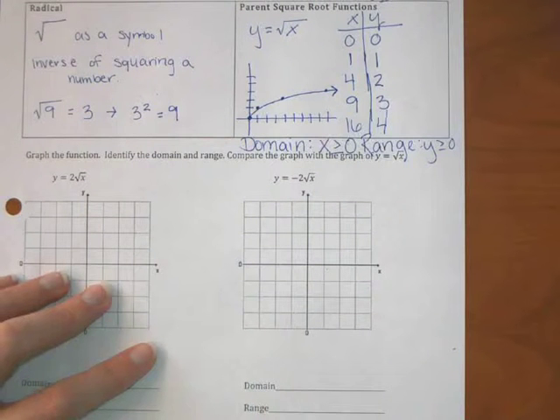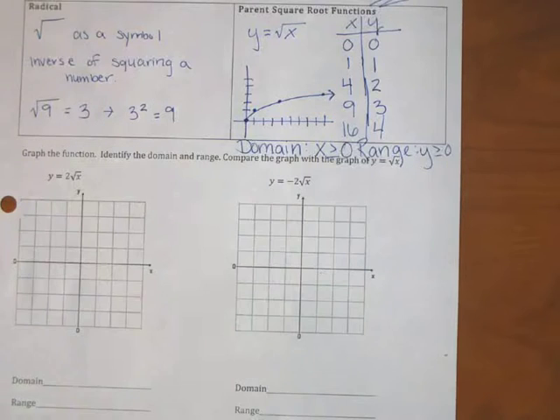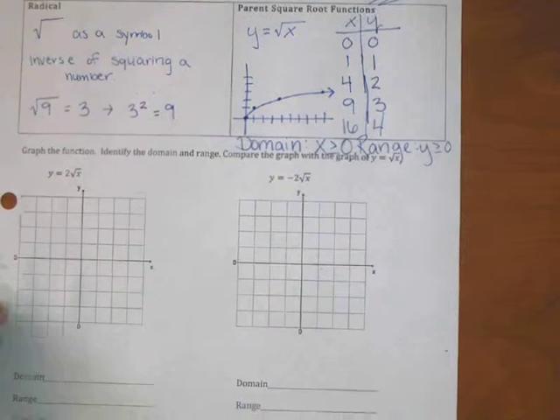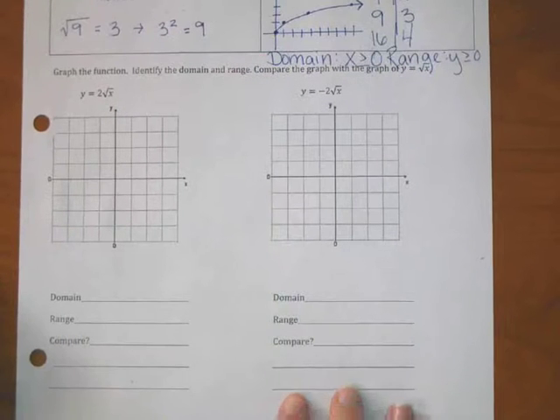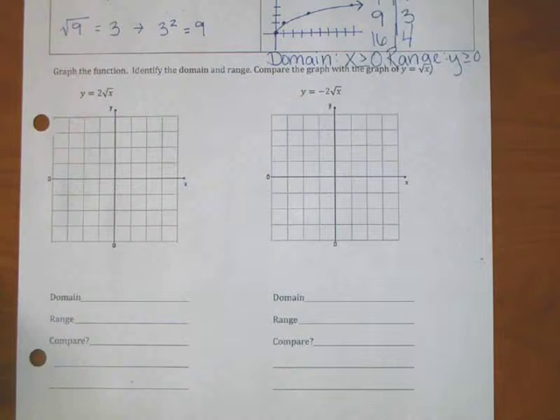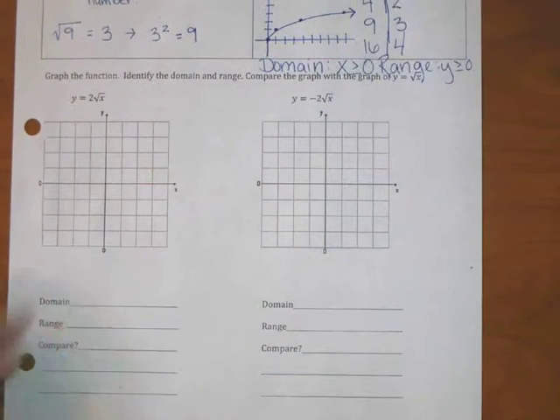All right, so this is what I said. We called this our parent function. So this is the one we're gonna use to make everything else that we do. So now if I go down to this first one on my left, what is different about this function than our parent function? There's a 2 in front of it, right?